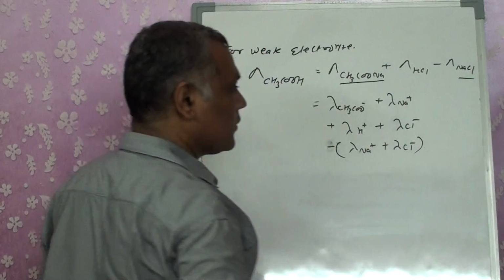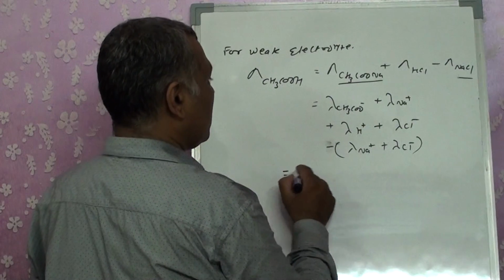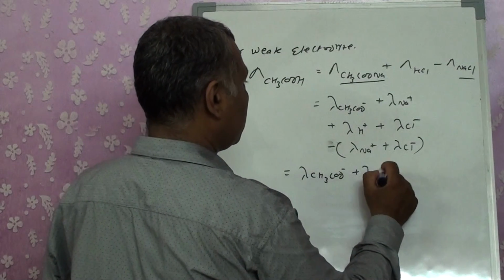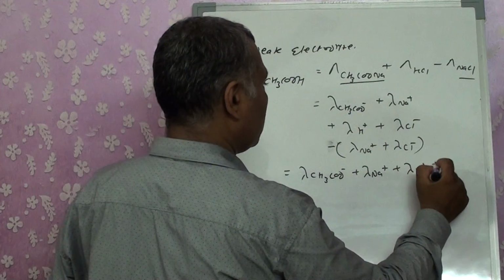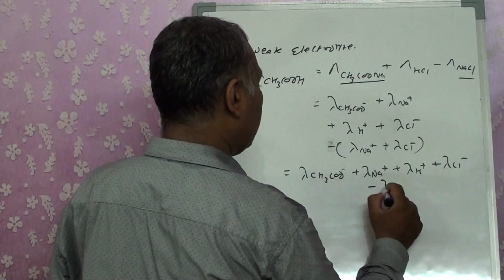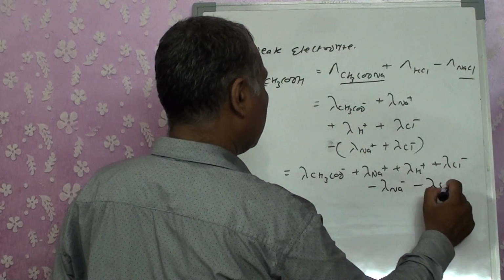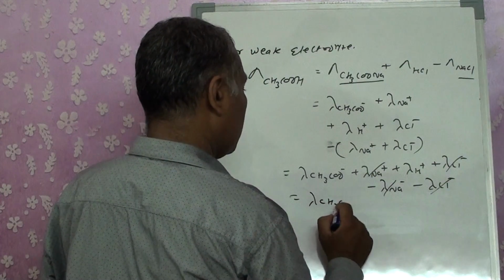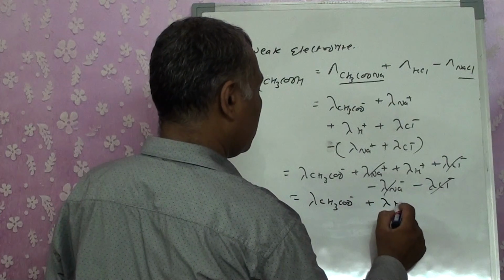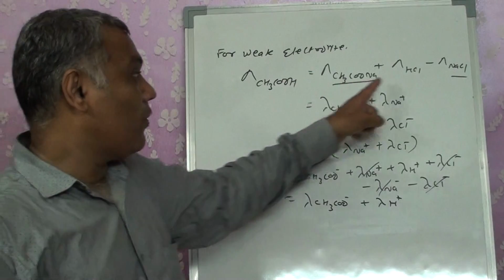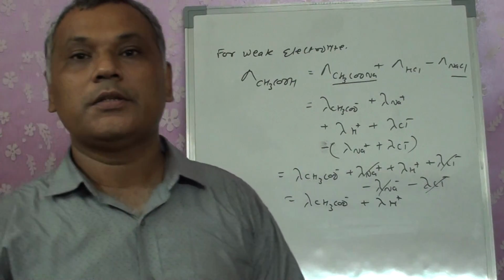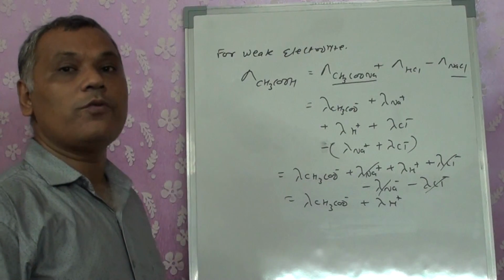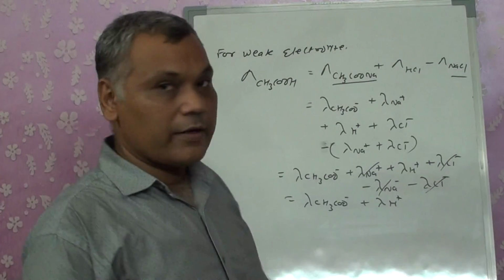of Cl minus. Now, if I elaborate it, we get CH3COO minus, Na plus, H plus, Cl minus, minus Na plus, minus Cl minus. So these terms are cancelled out. Left out is CH3COO minus H plus. So by using the value of conductivity of the strong electrolytes, we can calculate the conductivity of the weak electrolyte. That is the application of Kohlrausch's law for weak electrolytes.